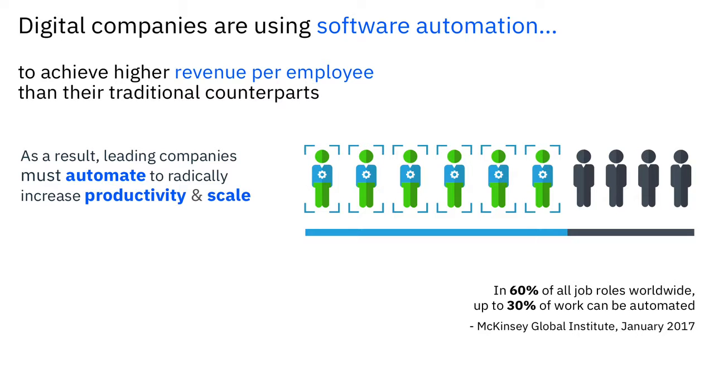Digital companies are using software automation to improve their revenue per employee, as well as customer experience metrics. Through productivity and scale, they provide their employees with the right information at the right time.